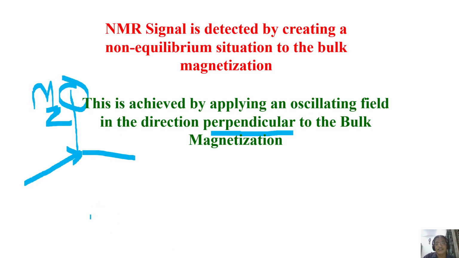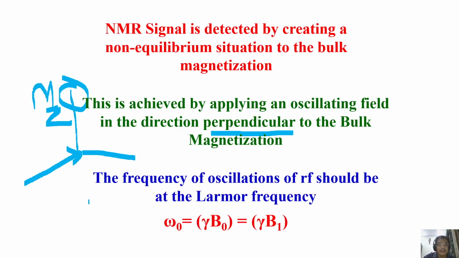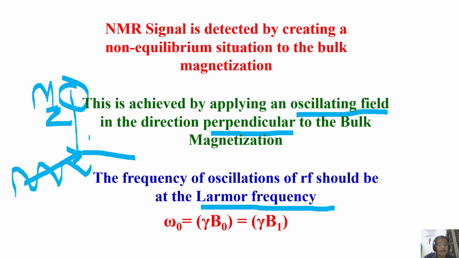And what should this oscillating field be? Remember we talked about inducing resonance: we have to apply a radio frequency pulse at the Larmor frequency for getting the resonance. The frequency of the oscillations of this oscillating field should match the Larmor frequency. The Larmor frequency is the precession frequency of the spins. That should match the oscillating frequency which you are going to apply here. When it matches, we are going to get a resonance.